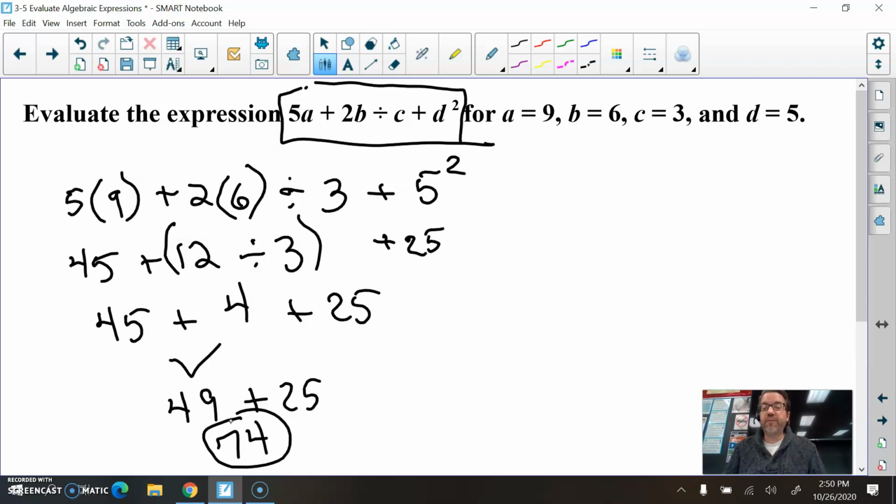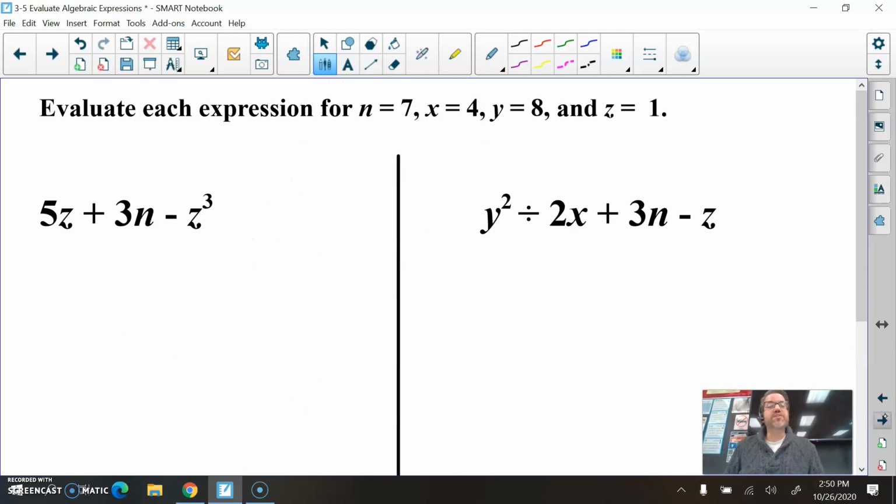Okay, if your teacher wants to pause at this point and walk through this step by step, that would be a good thing to do in case I went too quickly there. All right, but I'm moving on to the next problem just because of time. All right, so evaluate each of these expressions for n equals 7, x equals 4, y equals 8, and z equals 1. So all we need to do is substitute these numbers in anytime we see any of these variables, and then just solve the numerical expression that results.